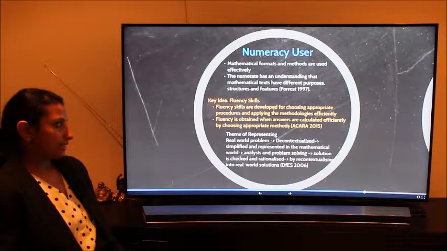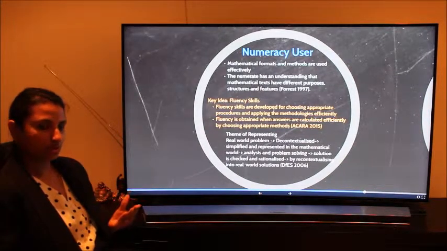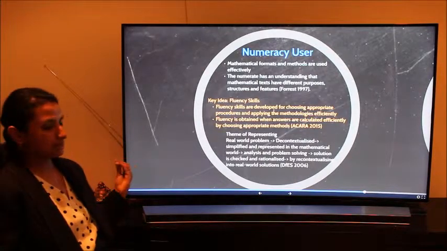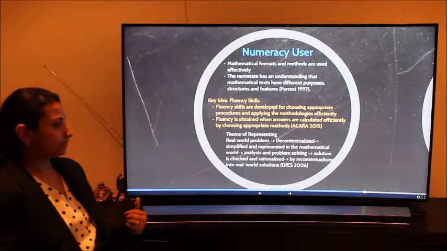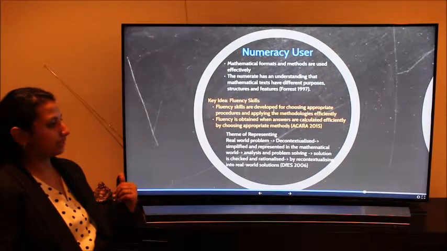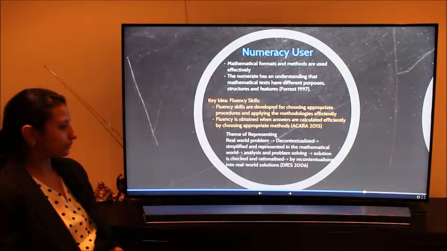The theme of representing also comes into play, where the real world problem is decontextualized and simplified and represented in the mathematical work, and then the analysis and solving takes place and the solution is checked by recontextualizing into the real world problem.